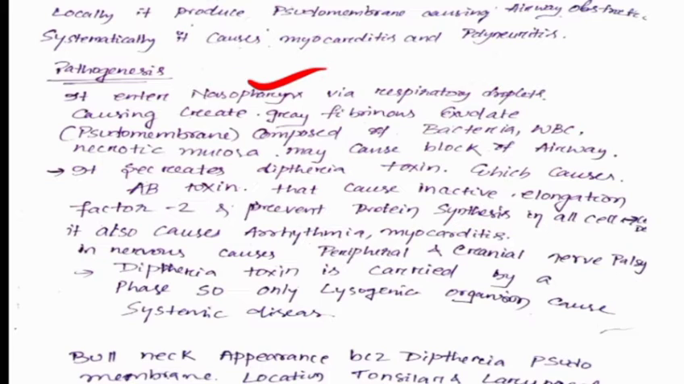So from this line we conclude that the mode of transmission is through respiratory droplets, causing a grey fibrous exudate. This grey fibrous exudate forms in the respiratory tract and is composed of bacteria, WBCs and necrotic mucosa, which causes the block of the airway. This block of the airway occurs by the secretion of diphtheria toxin. So diphtheria is mostly toxic because of its toxin.